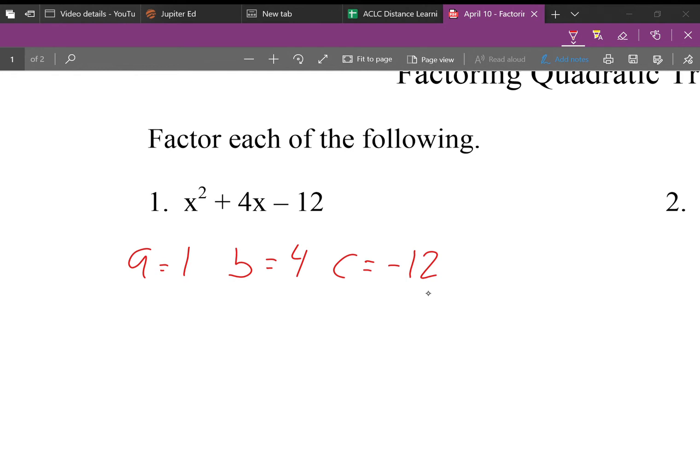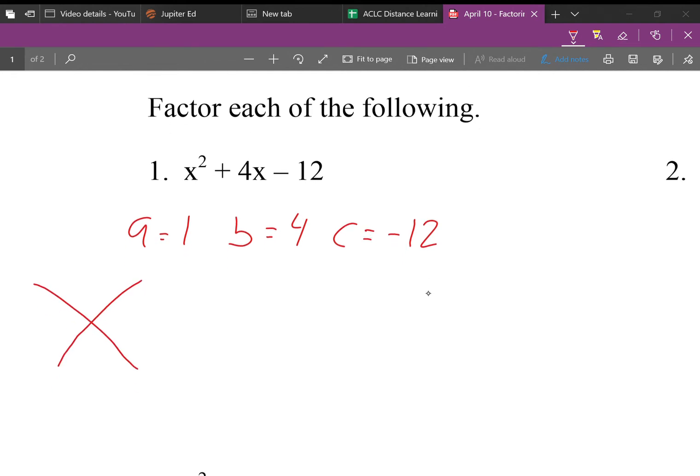We are going to start with a diamond, and remember how that works. I'm going to put A times C at the top, and B at the bottom. 1 times negative 12 is negative 12 on the top, and then B on the bottom is 4. Remember B bottom. So what do I need? I need two numbers that when I multiply them together I get negative 12. When I add them, I get positive 4.